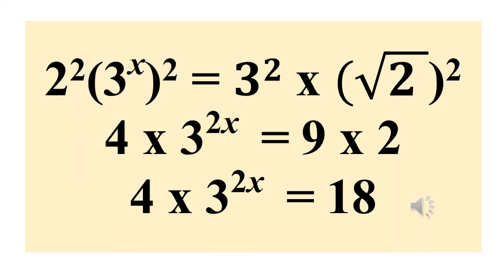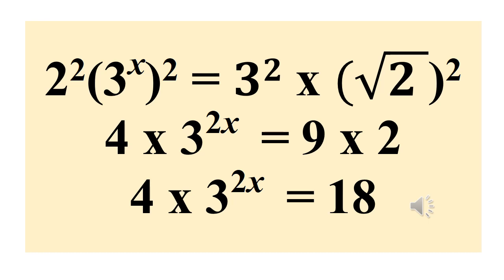So it then follows that from the last step, where we have 2 squared multiply 3 raised to power x squared equals 3 squared multiply square root of 2 squared. Now 2 squared is 4, 2 times 2, 4, multiply by 3 raised to power x squared will give us 3 raised to power 2x, that is the x, the power, we multiply the 2, the power as well.